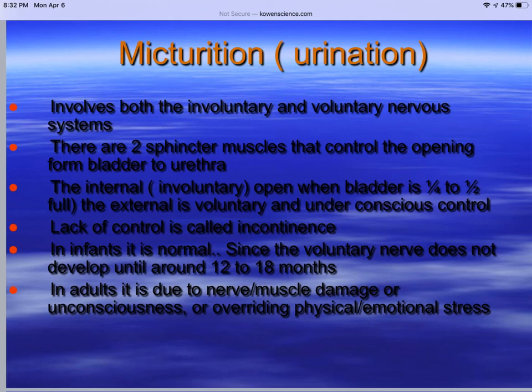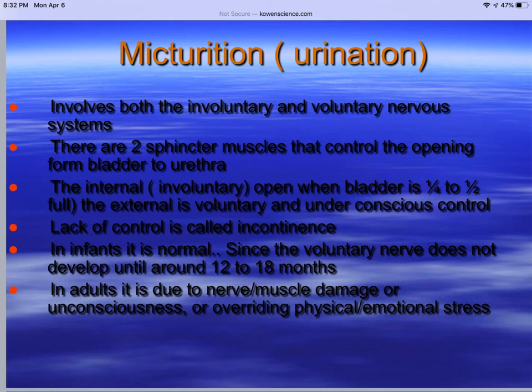The external is under voluntary control, and this is the one that develops around 12 to 18 months of age. That's why infants typically cannot be potty trained before 12 to 18 months.